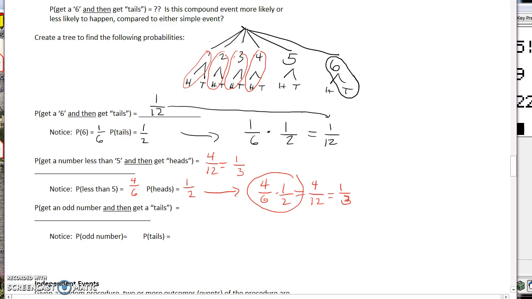So it says find the probability of getting an odd number and then getting a tails. I'm going to give you a second. Why don't you hit pause on the video and you try to figure this one out.